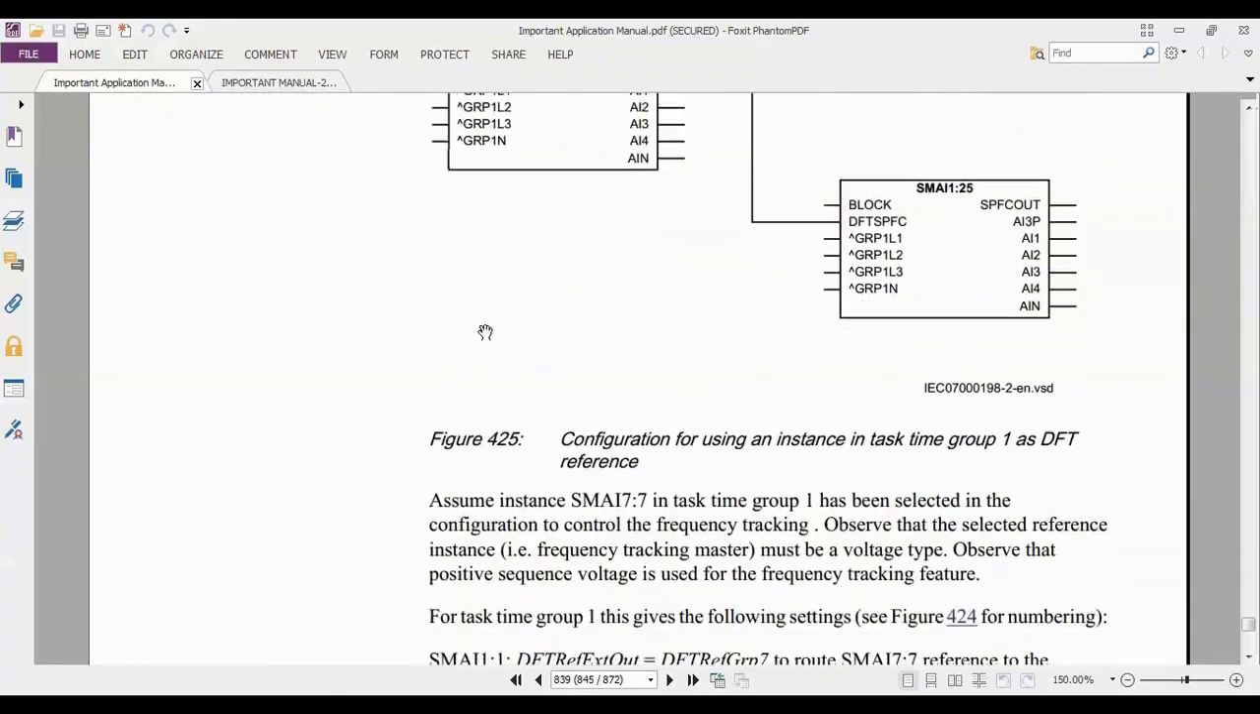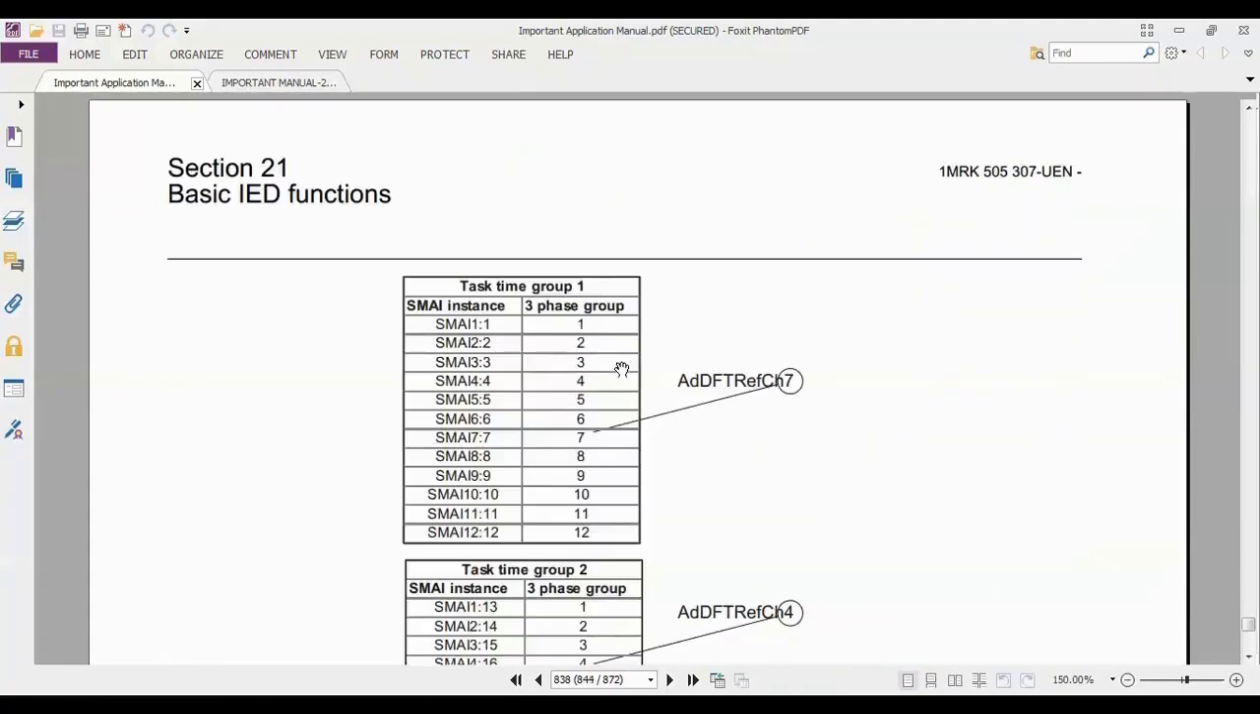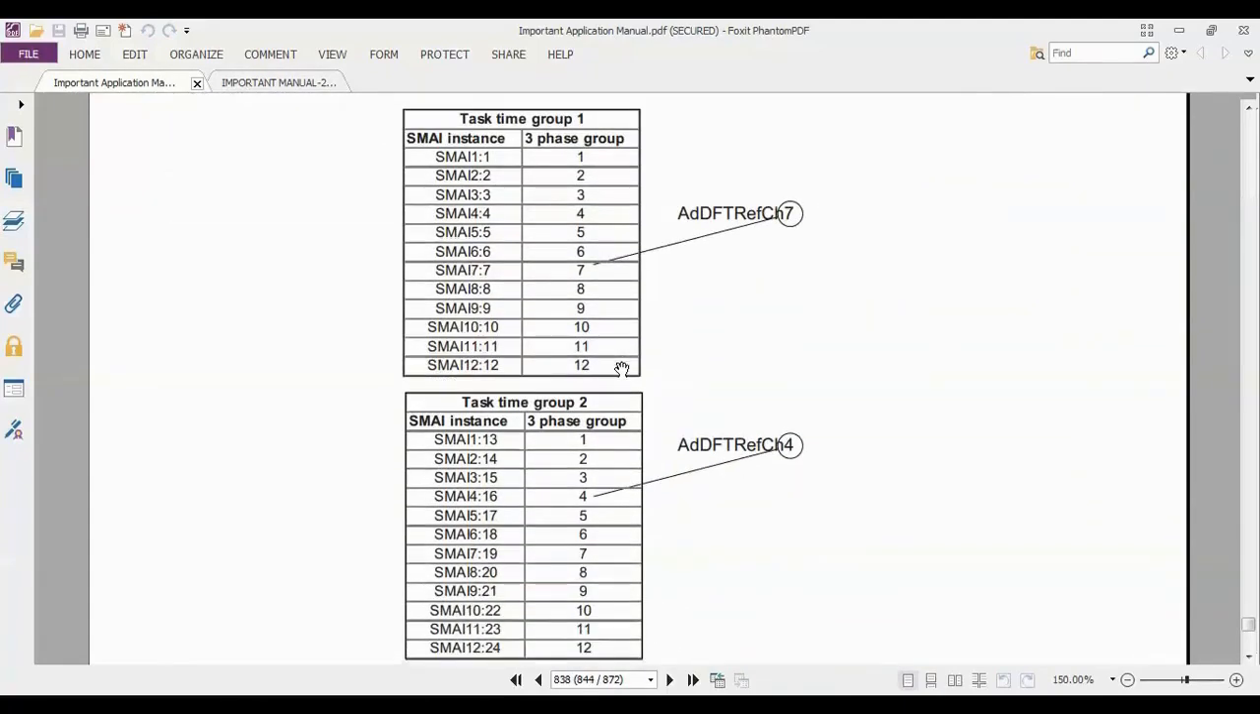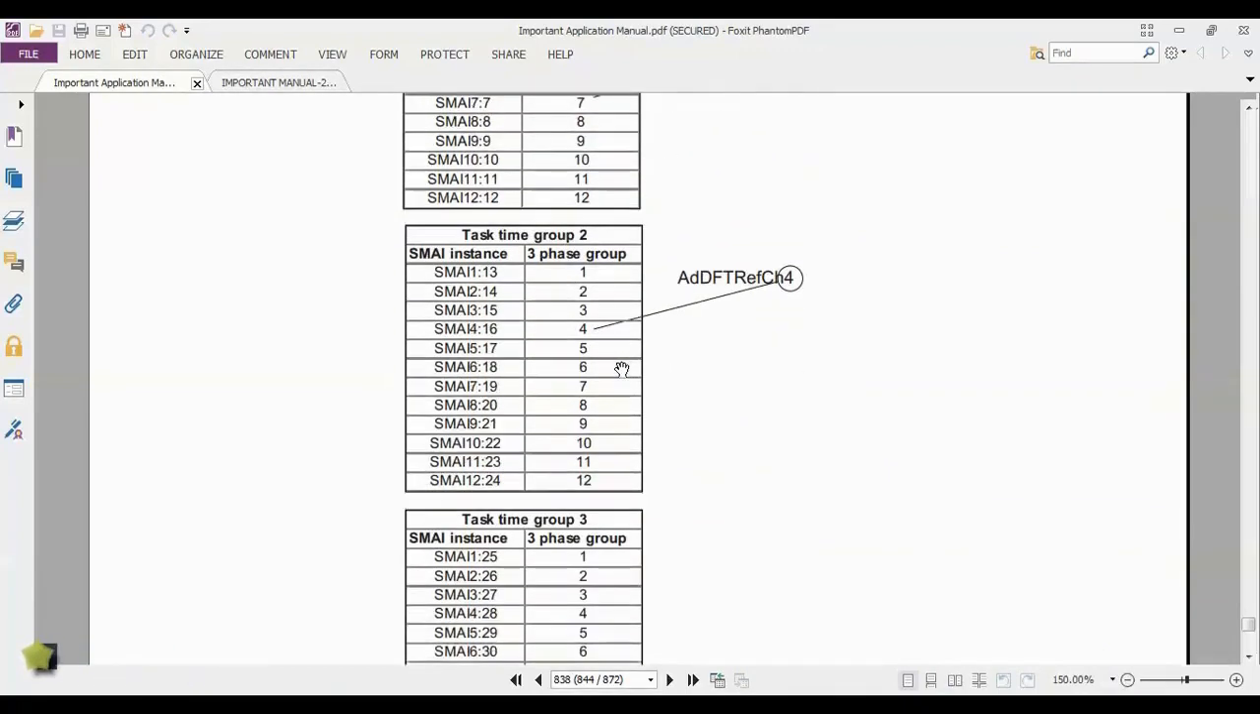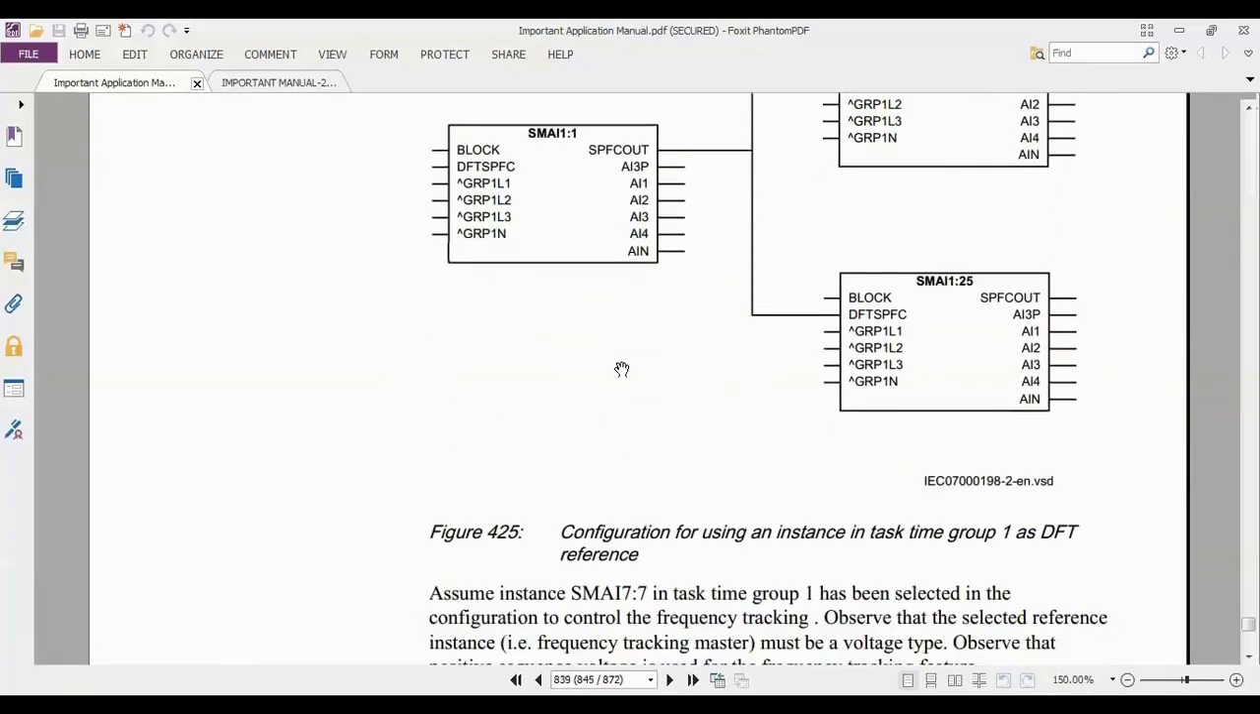So it tells you here to assume in this upper part, the signal matrix analog input 7 is connected, or you have chosen from its settings, it's the ADDFT reference channel 7. So what will it do here? Look, it says the signal matrix analog input 7 in this task group is selected in the configuration to control the frequency tracking. Observe the selected reference instance.